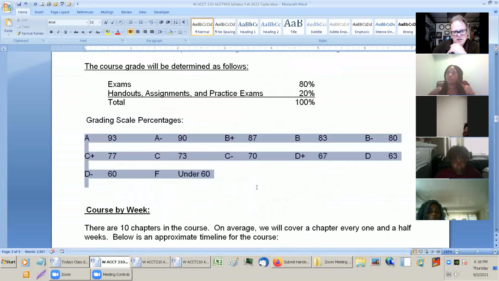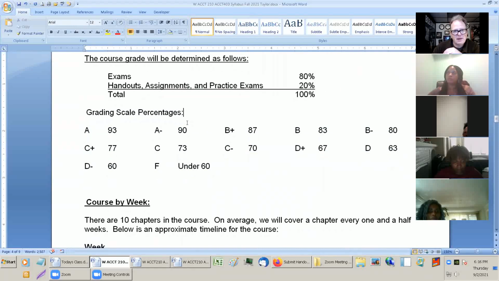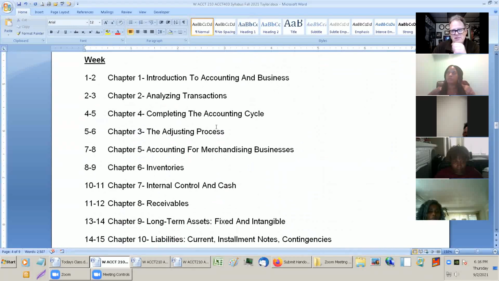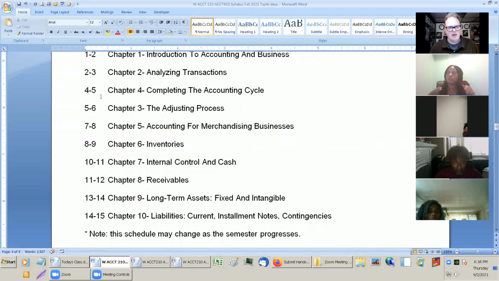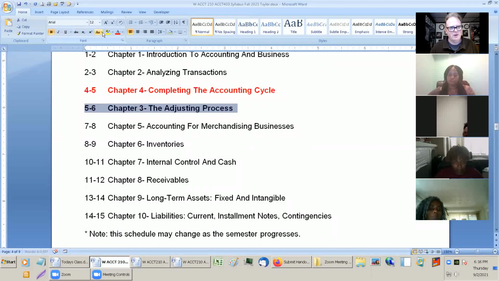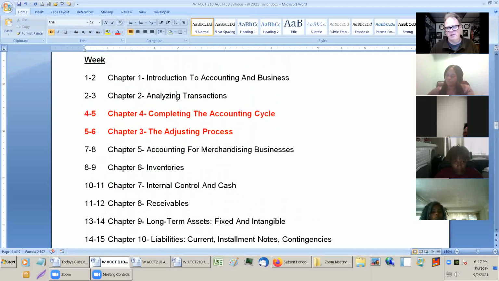Grades for the class are pretty much the standard grades for the university. Course by week is not set in stone, but it's kind of what we're going to follow. The only odd one coming up is that you'll notice chapter 4 is going to come before chapter 3. That's just because it makes more sense to do it that way. So chapter 4 will come before chapter 3. Other than that, we'll kind of march along here.